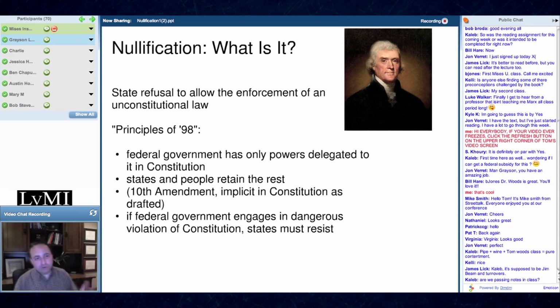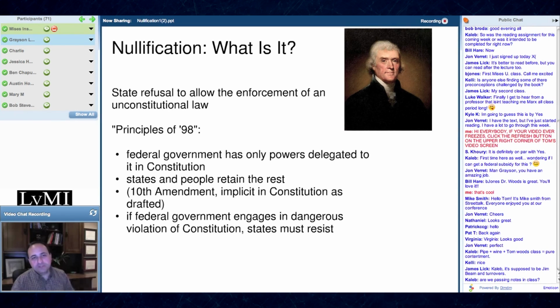It must refer to some portion of Article 1, Section 8 of the Constitution, which is where the powers of the Congress, the legislative powers, are listed. It must refer to that portion of the Constitution to justify what it's doing. So the federal government has only the powers that are delegated to it in the Constitution. The rest of the powers are retained by the states or the people.